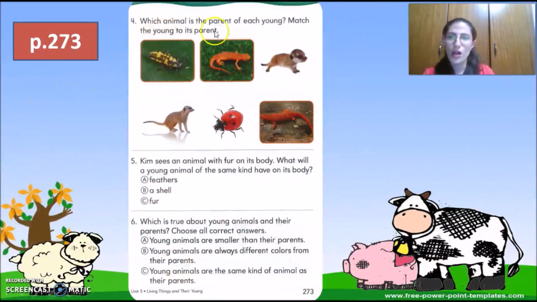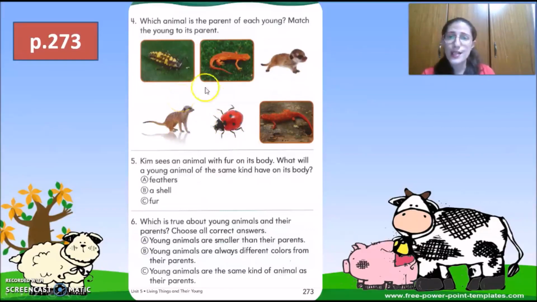Number 4. Which animal is the parent of each young? Match the young to its parent. So we have to find out which animal is the parent of each young, okay? On top we have the young. On the below row we have their parents. Let's check out and see.